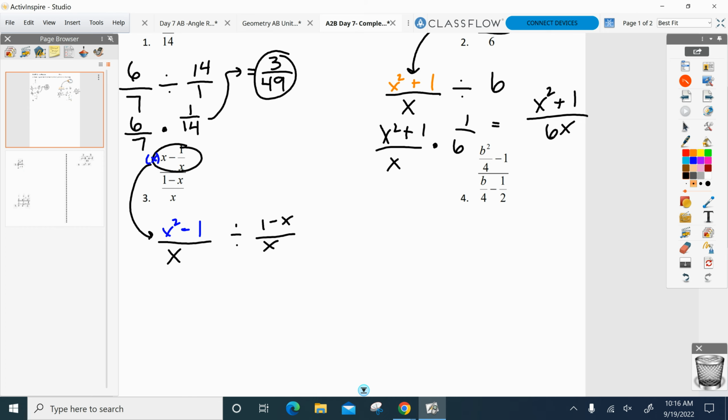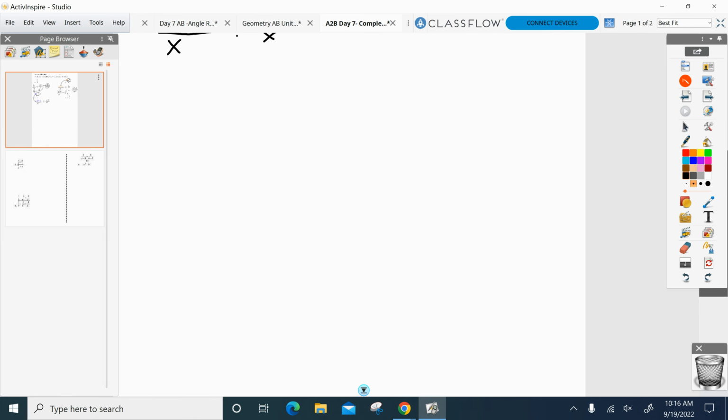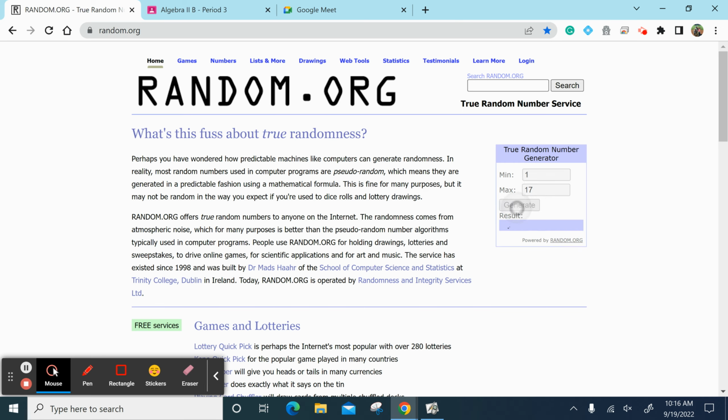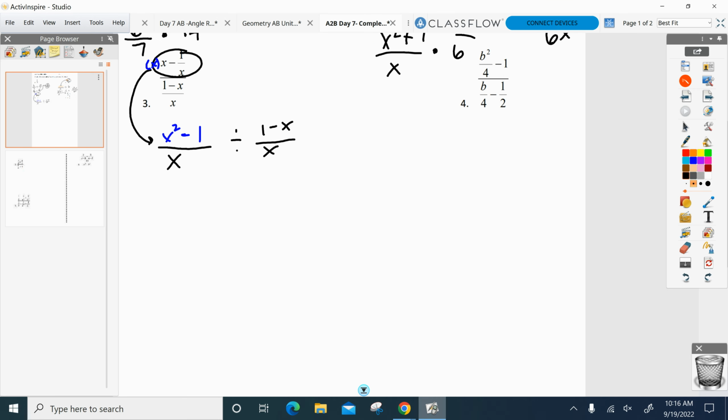All right, now there's a little bit more to do than the last problem. x squared minus 1, talk to me. x squared minus 1. Dig deep, Ron. Let's go. What do you got? Factor it. x plus 1 and x minus 1. Darn right. Over x. Division to multiplication. Flip the second.